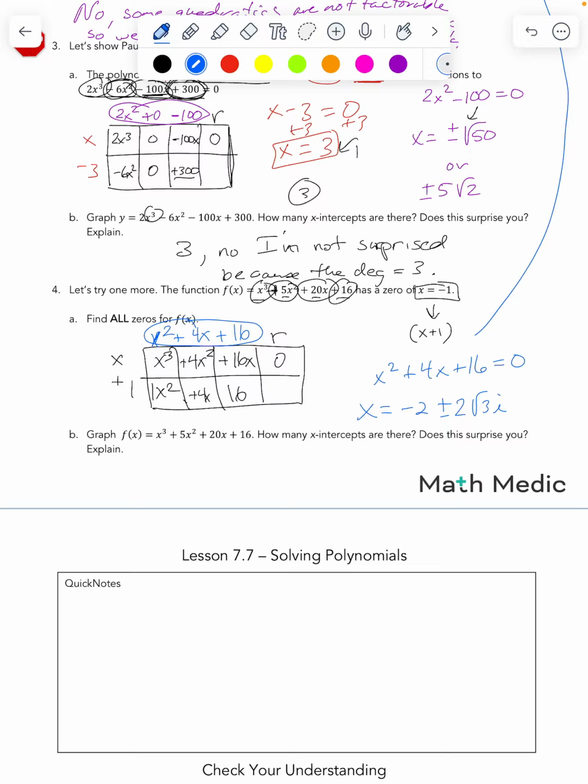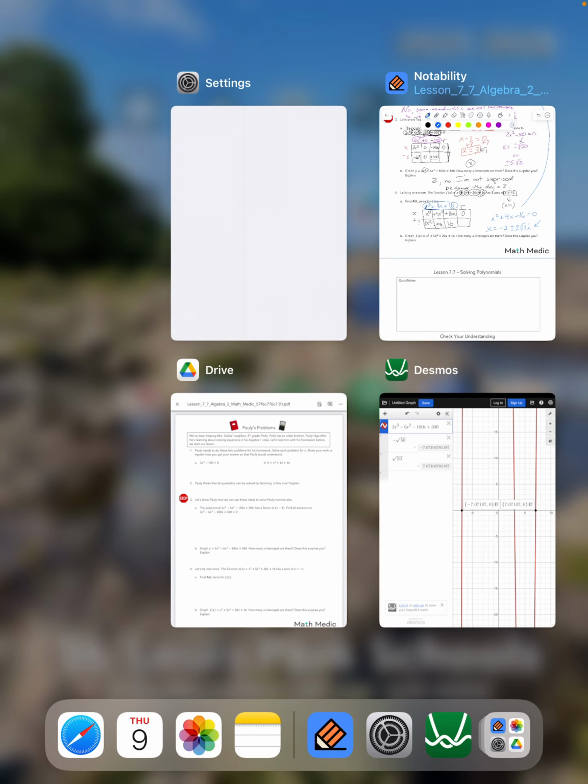And it says, how many x-intercepts are there? And then it says, does this surprise you? So we're going to graph it, and we're going to look at this one. Now, imaginaries, there's something about imaginary numbers. They don't actually show up. But we'll take a look, and we're going to see how many x-intercepts there are. So I'm going to type that into Desmos.